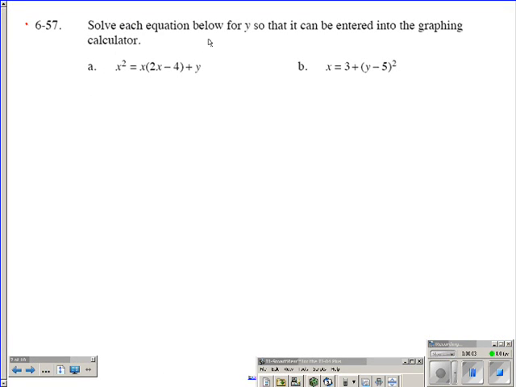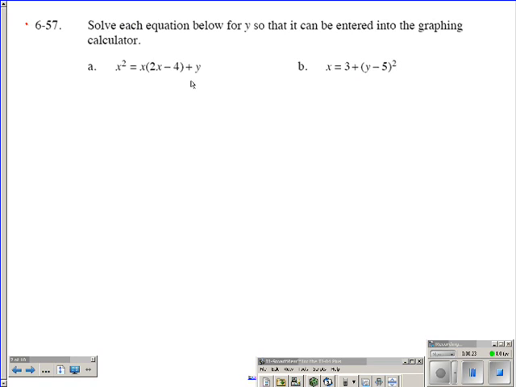6-57. Solve each equation below for y so that it can be entered into the graphing calculator. Letter A. x squared equals x times the quantity of 2x minus 4 plus y. So we want to get y by itself. There's several ways you can do this.